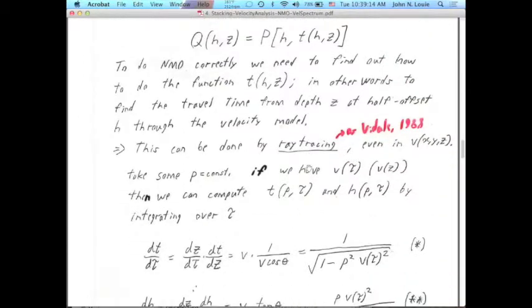And so suddenly this mapping, which could be very, very difficult, doesn't require us to do a full ray tracing. We don't need to know where the ray goes in between the exploding reflector and the offset receiver. Okay? All we need to know is the time it takes. And that allows us to write the function T as a function of H and Z. Okay? So we don't need to do ray tracing.